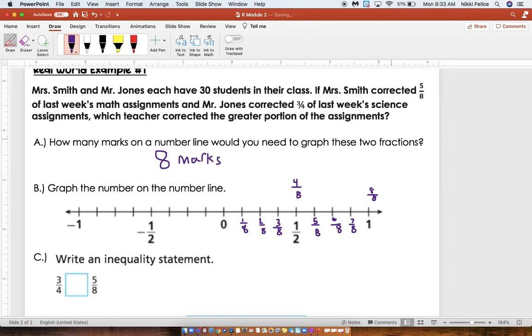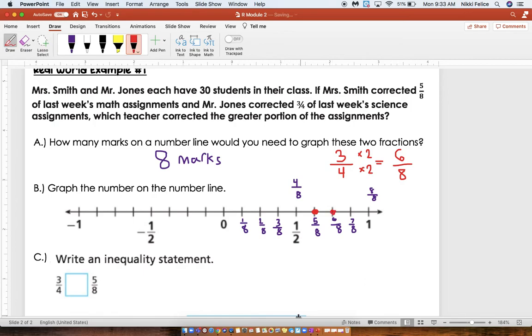I want to graph these numbers on the number line. So 5/8 I see is going to go right here. 3/4 though, 3/4 doesn't have a denominator of 8. However, we can change this fraction so that it does have a denominator of 8. I can multiply the numerator and the denominator by 2 and turn this fraction into 6/8. 3/4 and 6/8 are equivalent to each other.